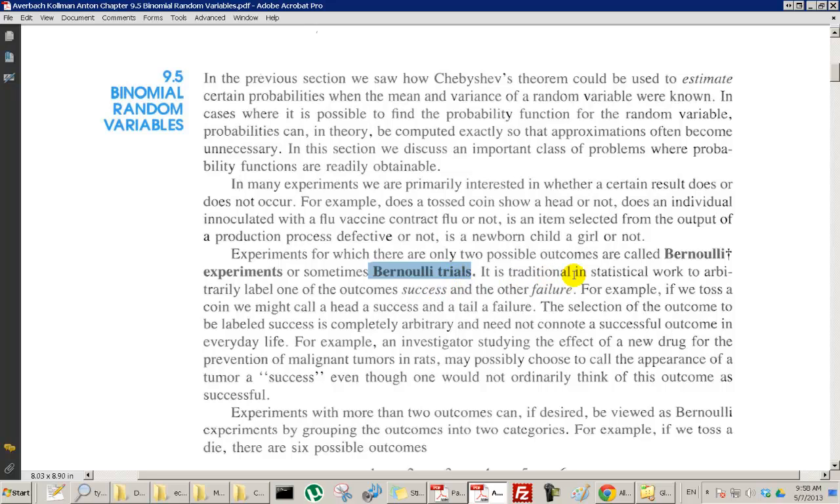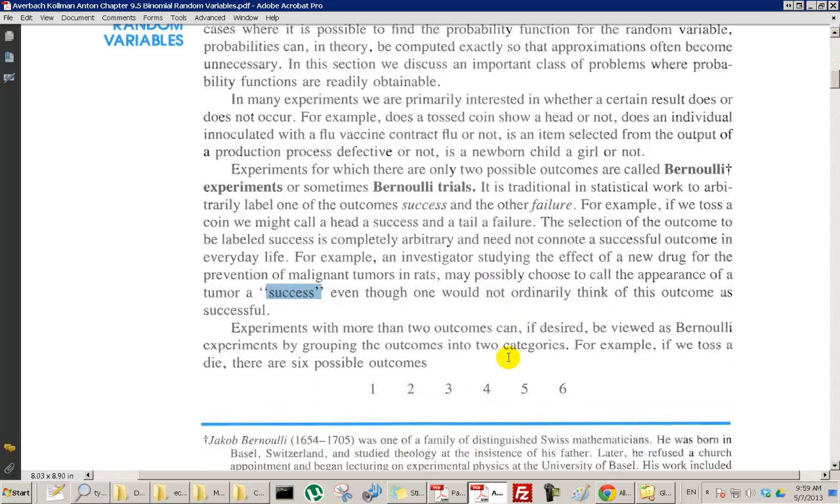It's traditional in statistical work to arbitrarily label one of the outcomes success and the other failure. For example, if we toss a coin, we might call head success and tail failure. The selection of the outcome to be labeled success is completely arbitrary and need not connote a successful outcome in everyday life. For example, an investigator studying the effect of a new drug for the prevention of malignant tumors in rats may choose to call the appearance of a tumor a success, even though one would not think of that as successful in everyday life.